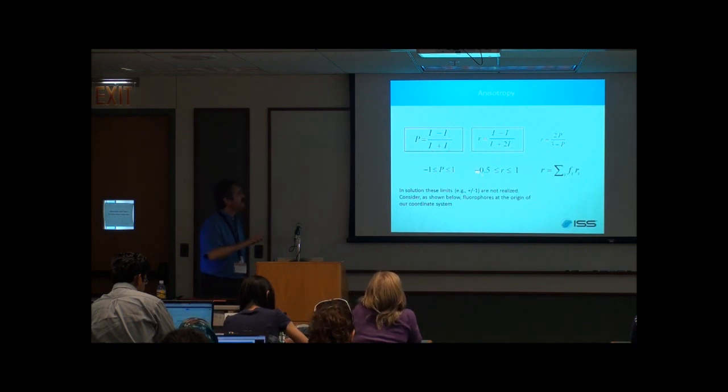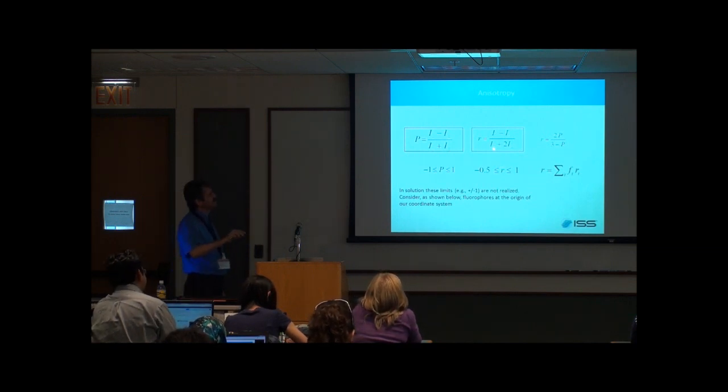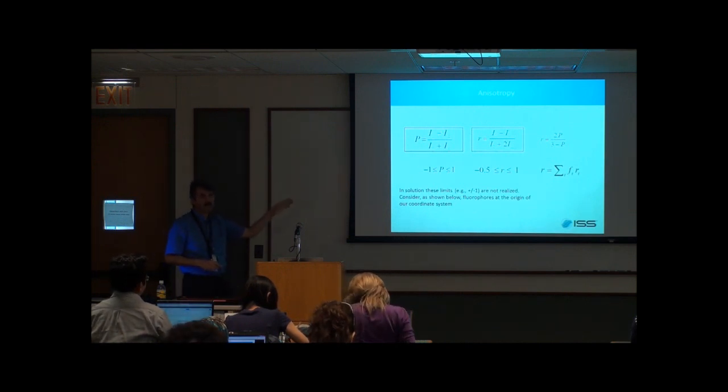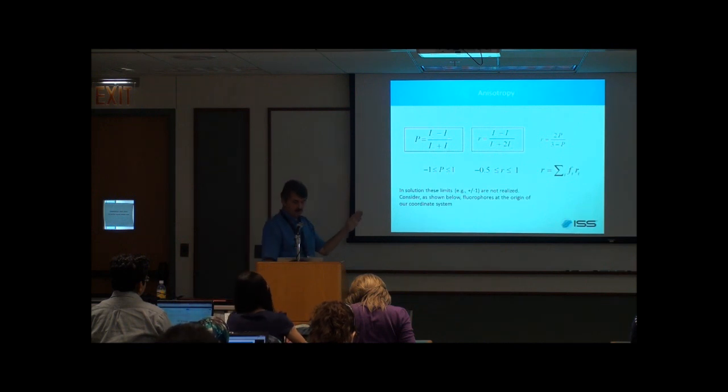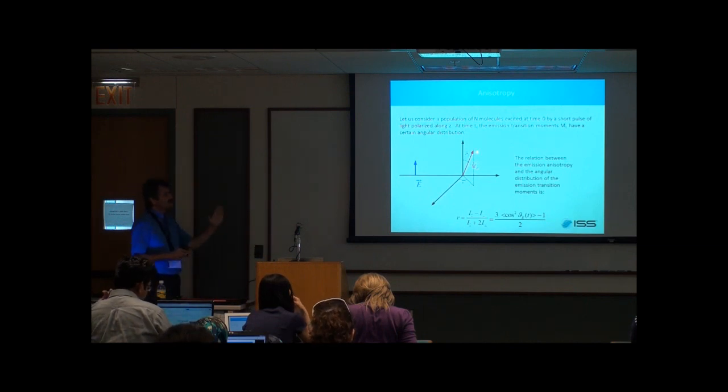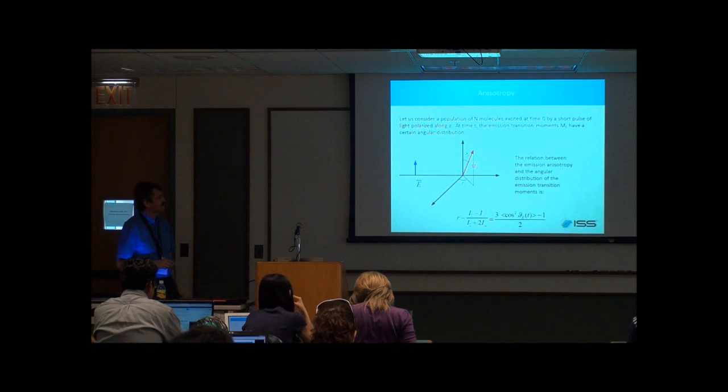Now, these are the limits of the value of the anisotropy and the limits of the value of the polarization. Well, practically, this never happens for molecules. Why? Well, there are several reasons for it. And we need to go back to the orientation of the transition moment for the absorption.